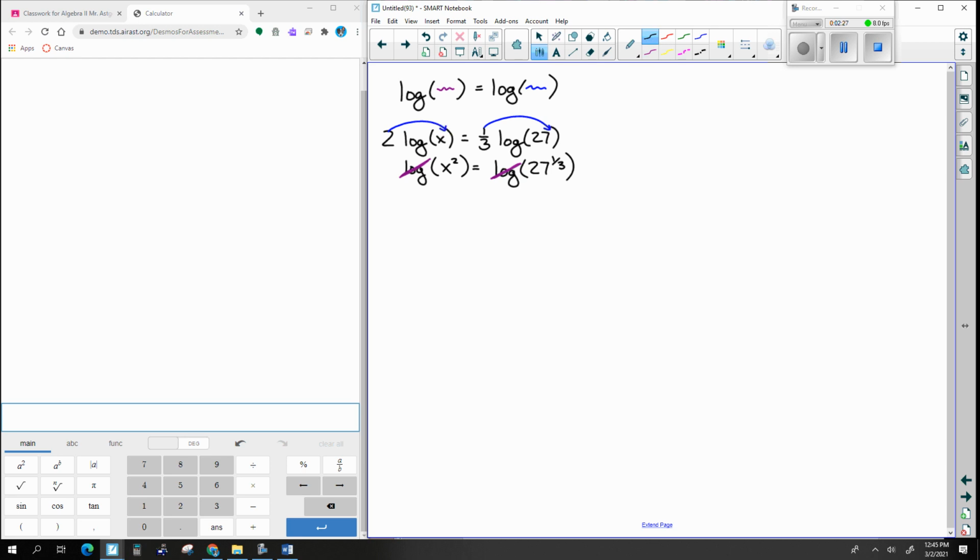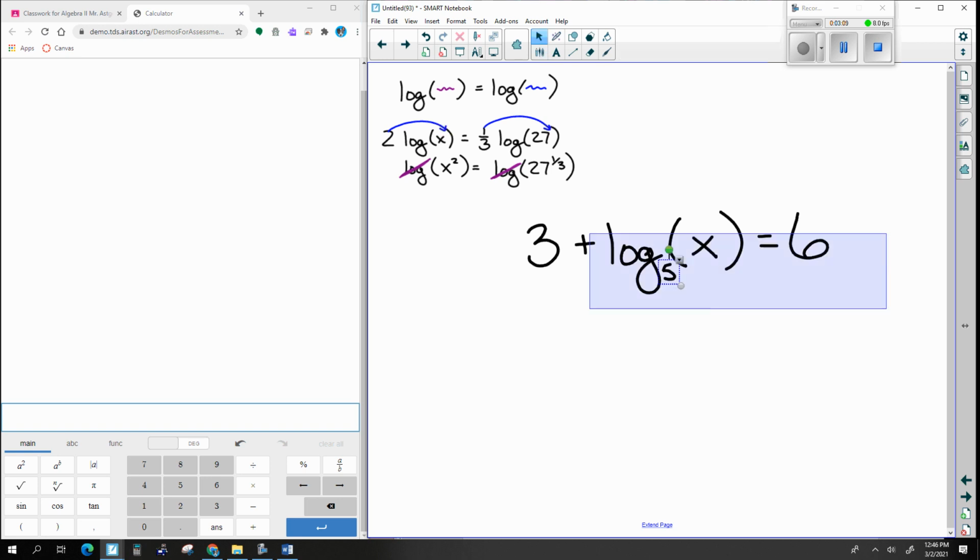Other situations are when you don't have logs on both sides. You only have one log in the entire problem. So say, for instance, I have 3 plus log base 5 of x is equal to, I'm just making this stuff up, a different number, 6.